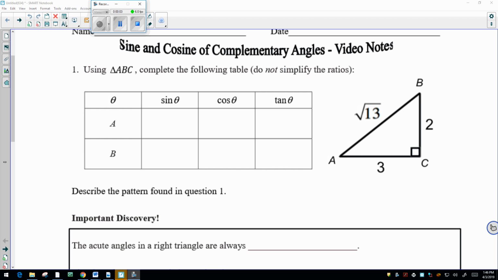Today we're going to get into a little bit more of the sine and cosine of complementary angles. We have seen this chart before in our previous note sheet in the class. We're going to fill this out again. Hopefully this is going to make sense.